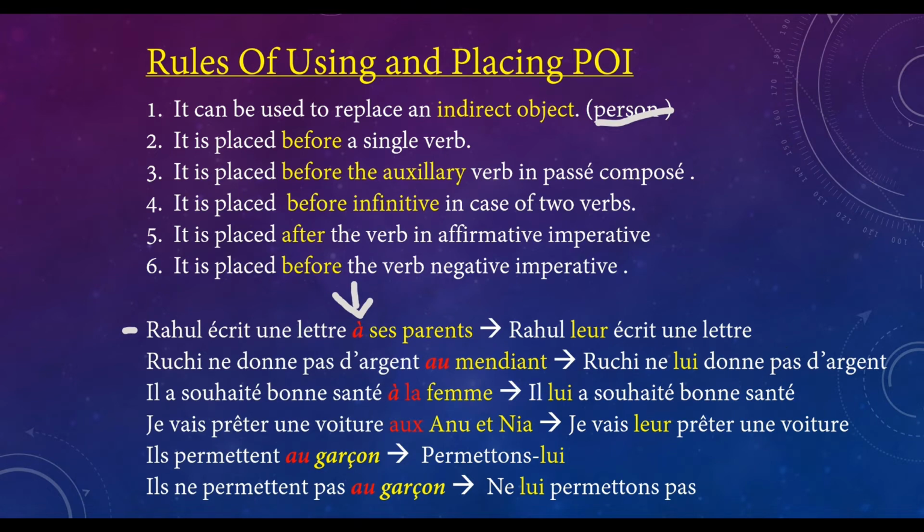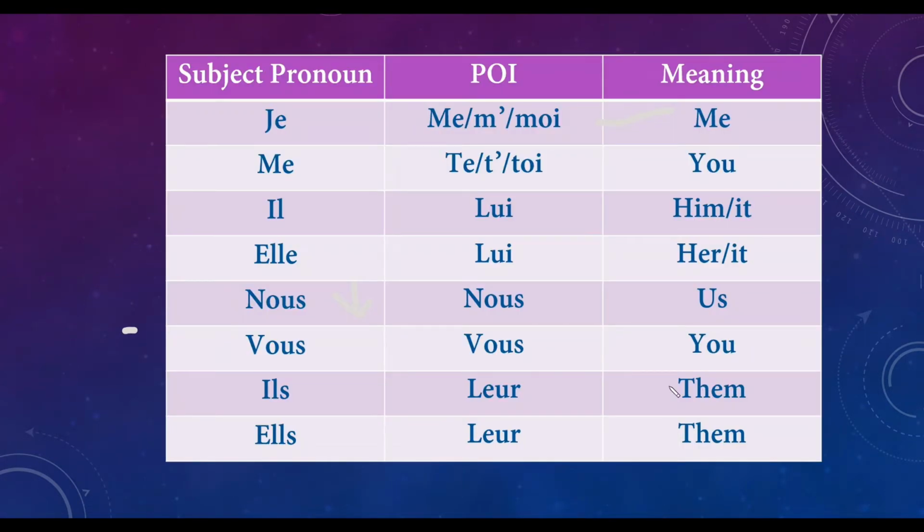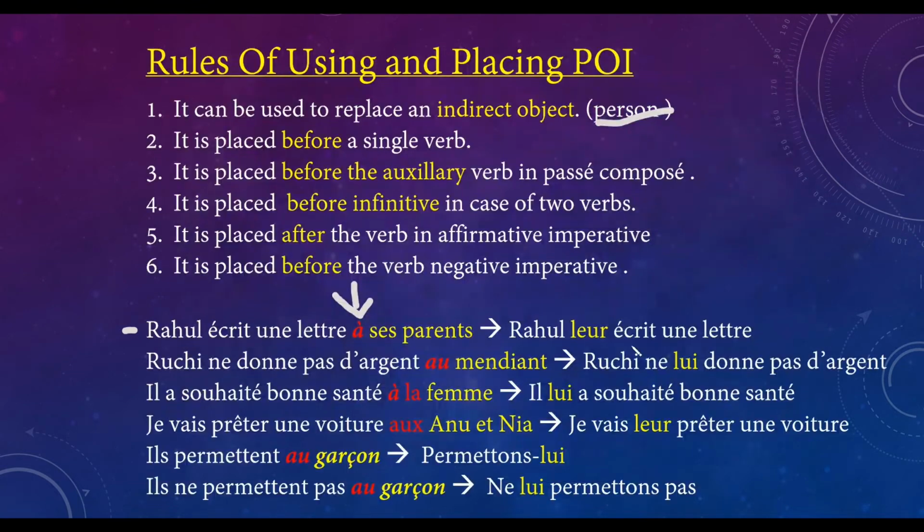What do you use for them? Let's go back and see. Them, you use leur. And where do you place it? It is placed before a single verb. This is a single verb, meaning only one verb in the sentence. So you will use leur and you will place it before the single verb. Rahul leur écrit une lettre. Rahul writes a letter to his parents. Rahul writes a letter to them. So, ses parents is replaced by leur.